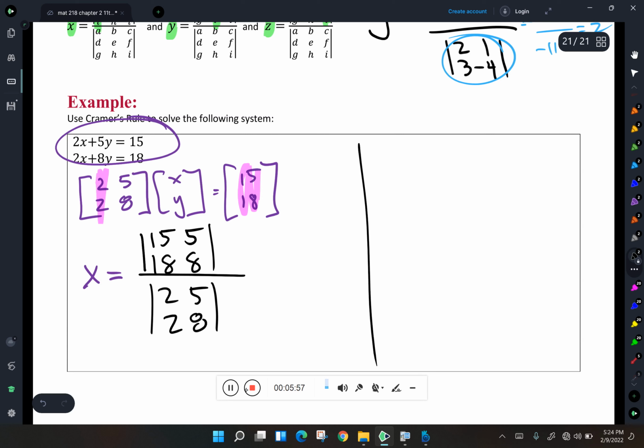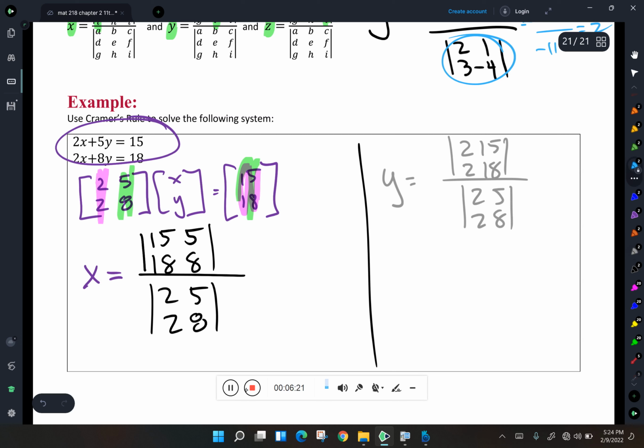Okay. And then y, I'm going to replace the y with the constants. So y will be the determinant of 2, 15, 2, 18 over 2, 5, 2, 8. And then let's go back and calculate those things.